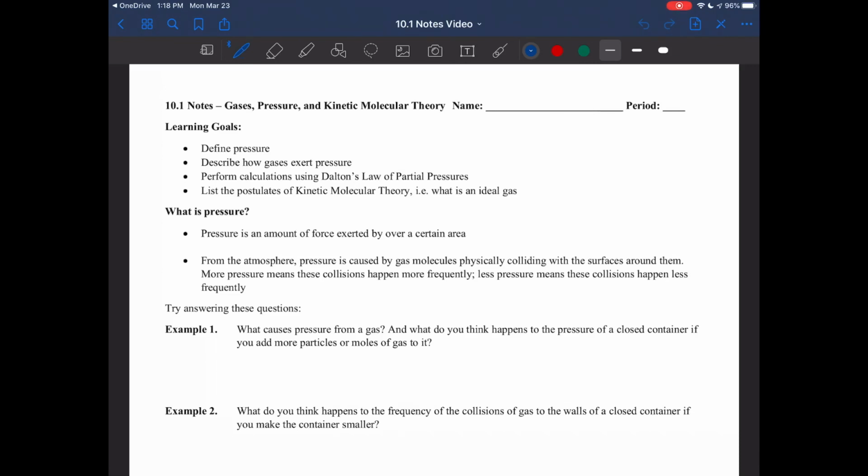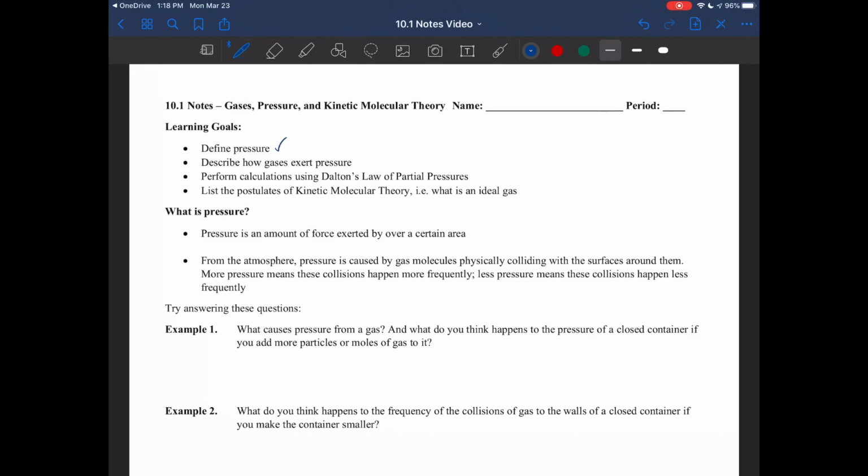In some very trying coronavirus times, this is going to be our first video notes of the week. We're moving on to this new unit, basically called gases in general. Today, we are going to talk about pressure and kinetic molecular theory, what exactly those things are, and how to answer questions with those. So our learning goals here, we want to define what pressure is.